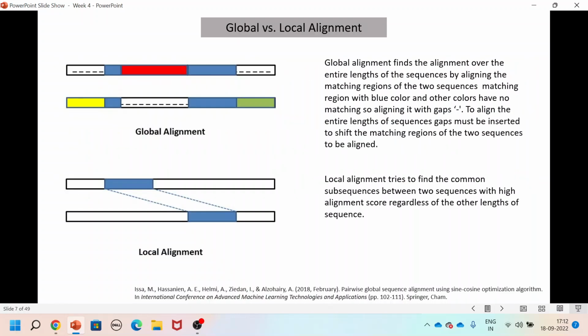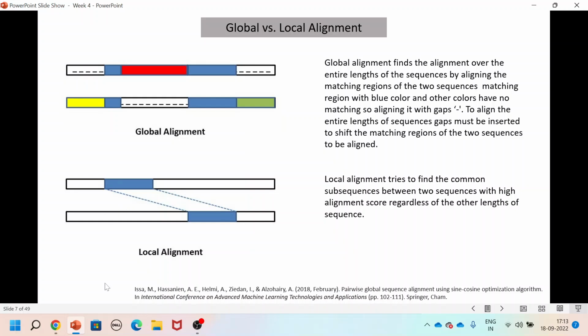So this is the schematic of a global alignment versus a local alignment. The upper one is the global alignment. Global alignment finds the alignment over the entire length, as I mentioned in the previous slide, by aligning the matching regions of the two sequences. And in this figure, we can see that the matches are shown by the blue color stretches. And this fragmented region here is basically the gaps which are introduced in the sequences in order to find the best optimal alignment.